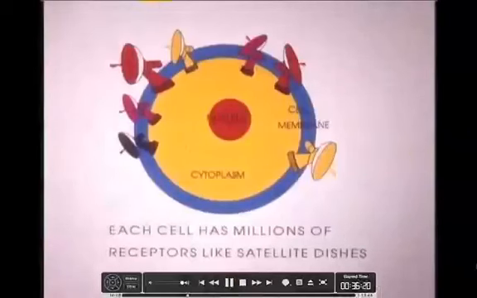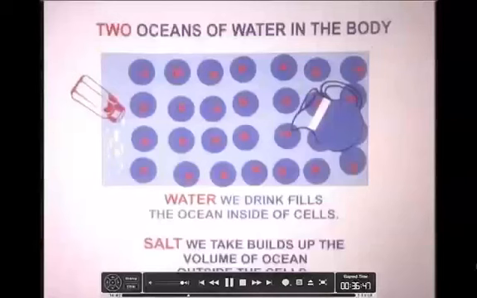And that's why each cell has got a bilayer membrane, because it has to protect itself from entry of anything that is not directly impacting the physiology inside the cell. So each cell has got selective receptors, and these receptors are only sensitive to elements that concern the activity of that cell. There are basically two oceans of water in the body.